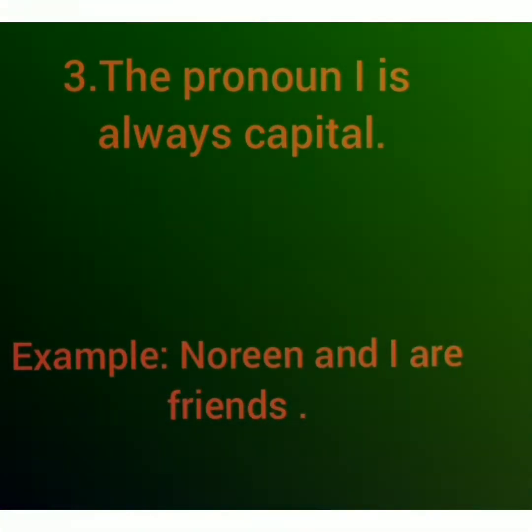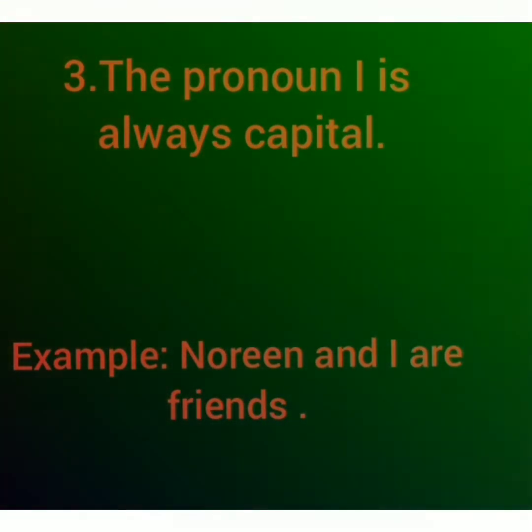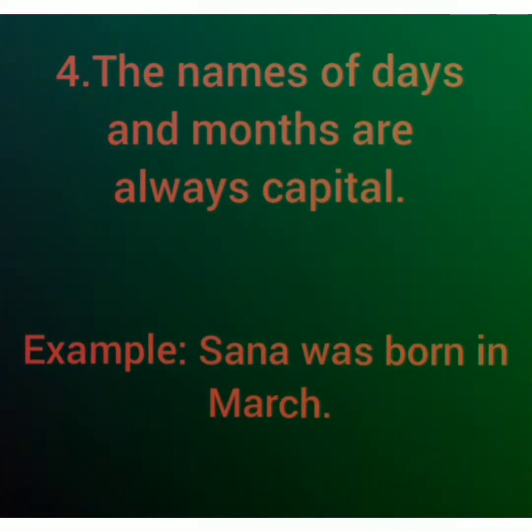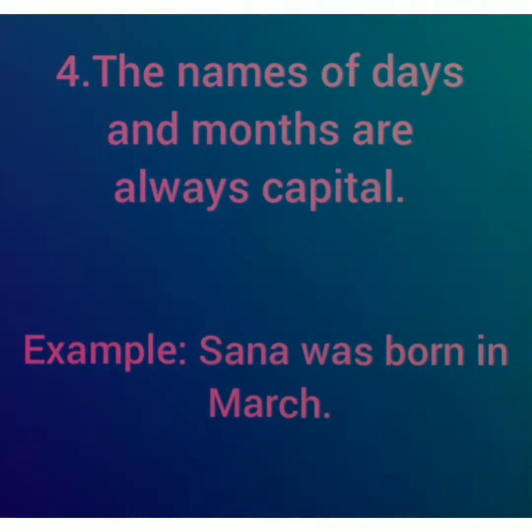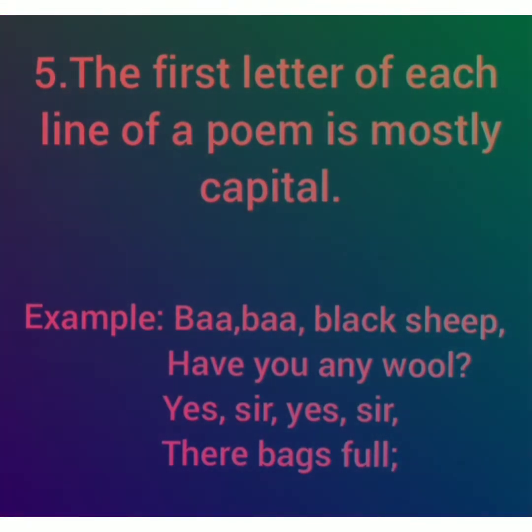The pronoun I is always capital. For example, Noreen and I are friends. The names of days and months are always capital. For example, Sana was born in March, and March is the name of month. The first letter of each line of a poem is mostly capital, as you can see in the example.